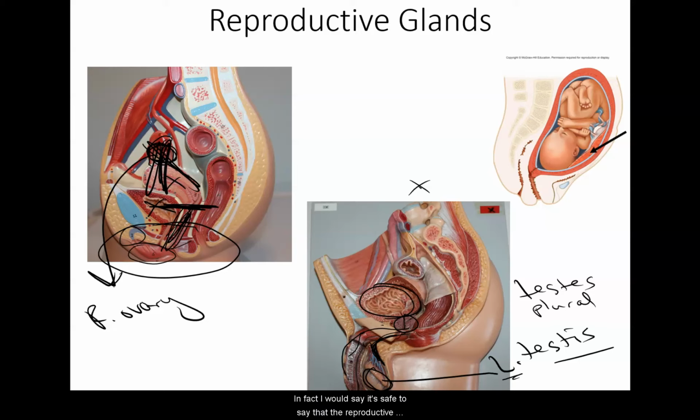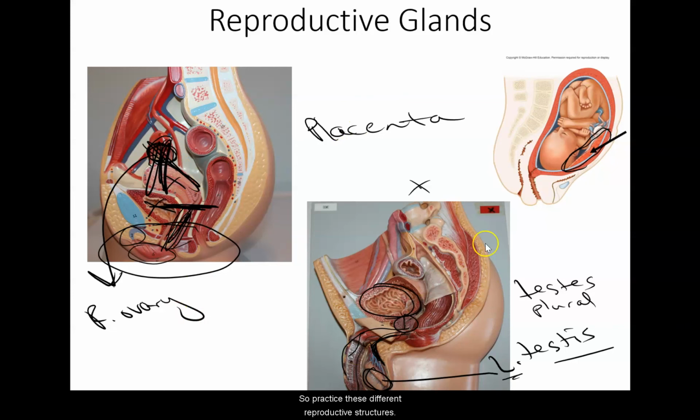In fact, I would say it's safe to say that the reproductive organs vary as often as the individuals themselves vary. Now, if you have somebody with a uterus that becomes pregnant, as that baby is developing, they also have a structure developing here that this arrow is pointing to, and that is called the placenta. And the placenta is a very important endocrine organ during pregnancy, which you will learn about in your next class.